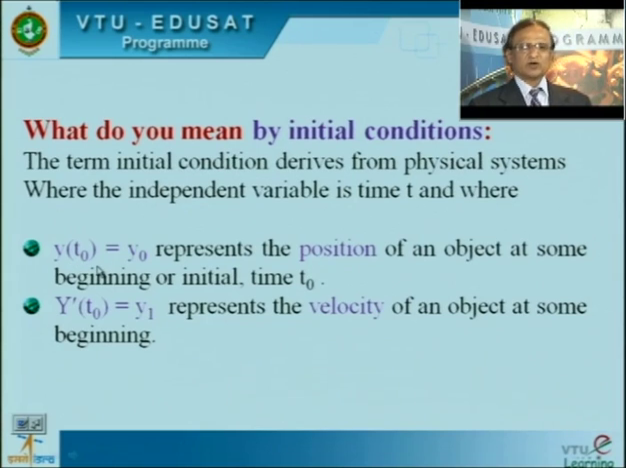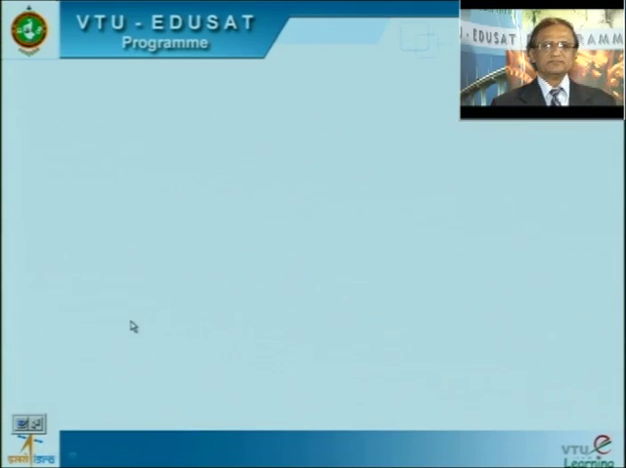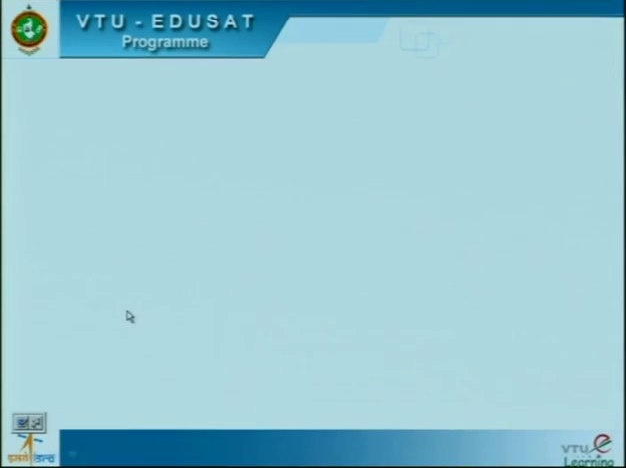Say, for example, now you want to drop a pen, right. What is the initial position of the pen? How are we going to represent it? y of t naught is equal to y naught. Is it clear? And another condition is y single prime of t naught is equal to y1. It represents the velocity of the object at the beginning. What is the initial velocity of the object? Is it clear? So, these two conditions represent the initial position and initial velocity of an object. Okay. So, now we are familiar with the second order initial value problem.